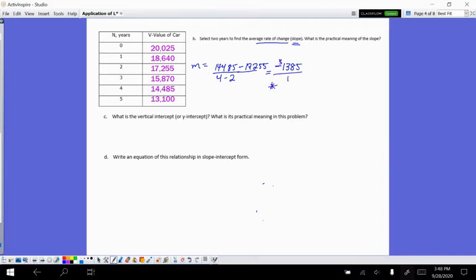So always leave your slope as a fraction. Put it over 1 if that's helpful, because it is helpful to interpret it. On the top, we subtracted amounts of money, and in the denominator, we subtracted years. And because our slope is negative, that's telling us a loss. Our car decreases $1,385 in value each year.